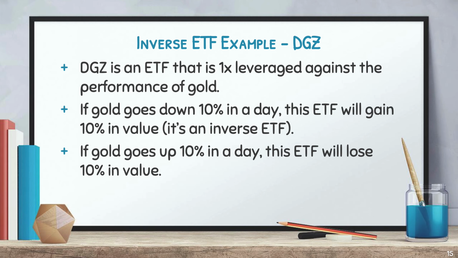Okay, so DGZ, for example, is an inverse ETF and is 1x leveraged, so it's basically not really leveraged here against the performance of gold. This means that if gold goes down 10% in a day, this ETF will gain 10% in value, because remember it's the inverse. We're betting on the price of gold going down. So when the price of gold goes down, our ETF, our derivative here, will gain 10% in value. And if gold goes up 10%, then we will lose 10% in value.